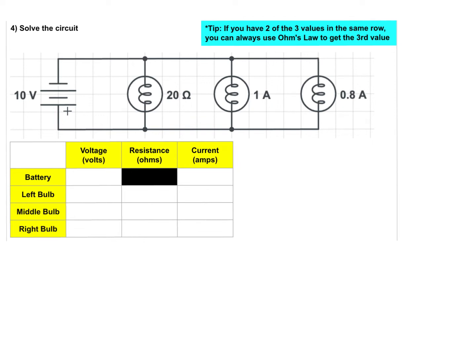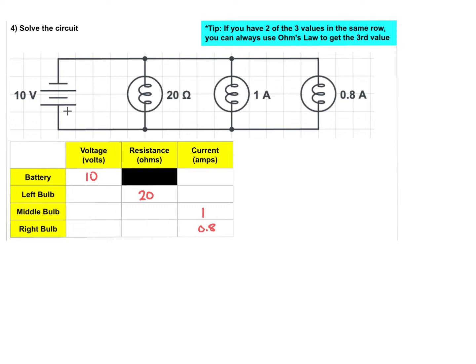All right, so my starting values from the diagram are 10 volts from the battery. The left bulb is 20 ohms, that's a resistance. The middle bulb is 1 amp, that's a current. And the right bulb is 0.8 amps, that is also a current. So now I have to try to solve the rest.